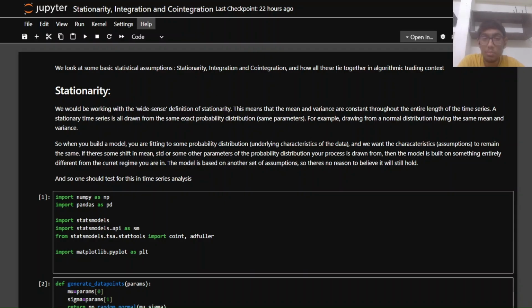I was initially planning to make a video on pairs trading, but then I realized that I should first make a video that covers these concepts of stationarity and cointegration separately. And so without further ado, let's start with the video.